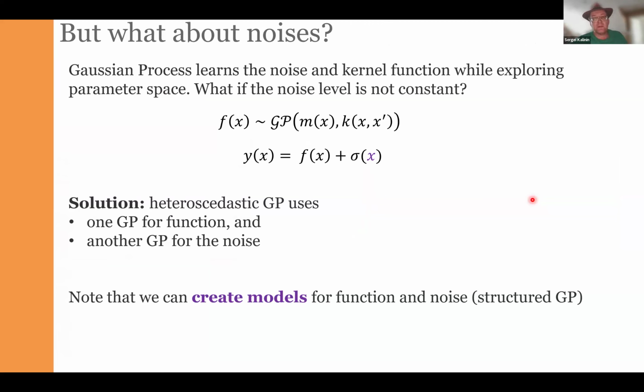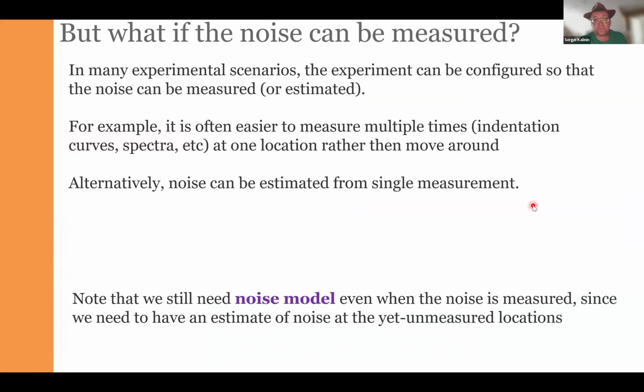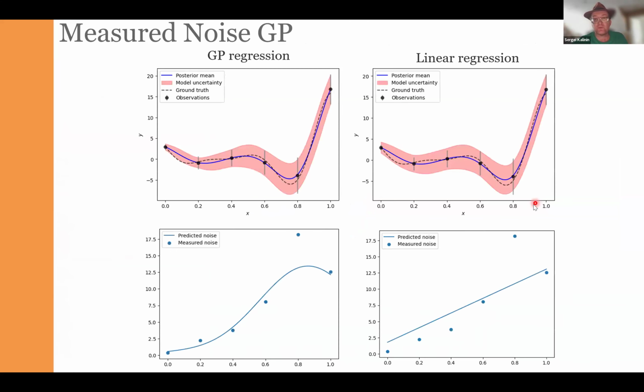So for example, what if the noise level is not constant? There is a way to do it. It's called stochastic Gaussian process. It works. The caveat is it's very data hungry. If the noise can be measured, for example, if we can measure not only the function but also the noise, then we basically use two Gaussian processes, one to predict noise, another to predict the function. So this is called measured noise Gaussian process.